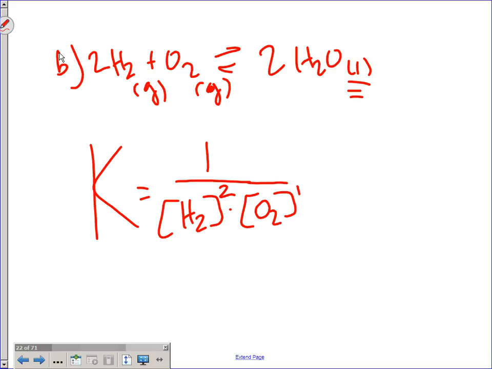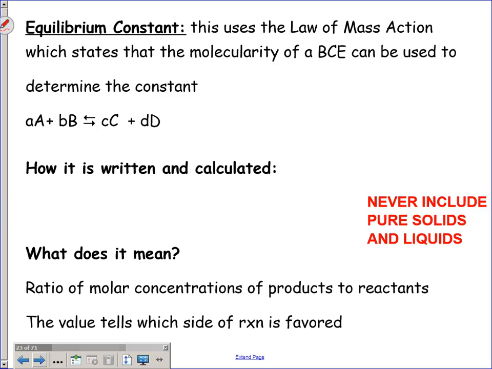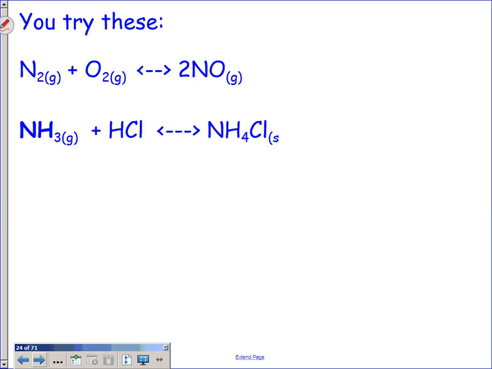I think we need to do a couple more of these, okay? So look, and this is not on your paper, so you're going to have to work it from the board here. So go ahead and do these. Write down your K expressions, your equilibrium constant expressions for those 2 reactions. These are not in your paper, no.